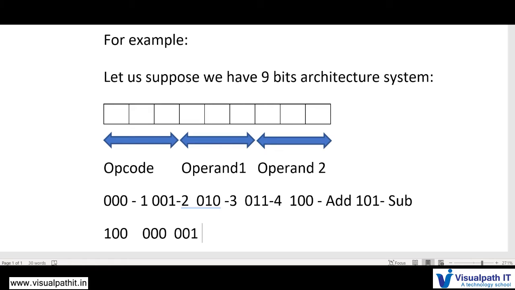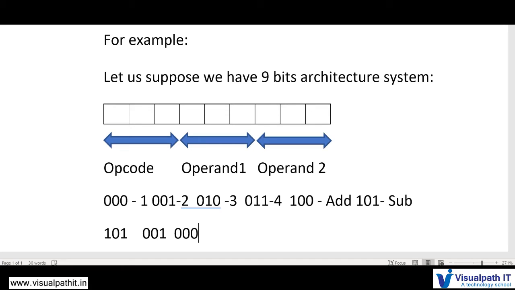Likewise, if you want to subtract 2 from 1, what do we have to write? 101, 001 and 000. This would be understood by the computer as 101 being subtraction, and we have to subtract 2 from 1, and it would give us the output. So if you see, these instructions were very hard to understand. It also consumes a lot of time, and you have to memorize a lot of things.